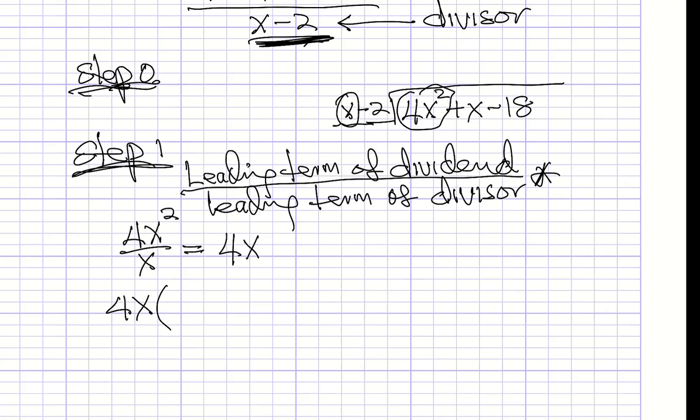Alright, sorry about that. So you use the result up here to multiply the dividend, which is x minus 2. You remember? That's how we did long division. You multiply that, what do you get? You get 4x squared minus 8x. You see that, right?